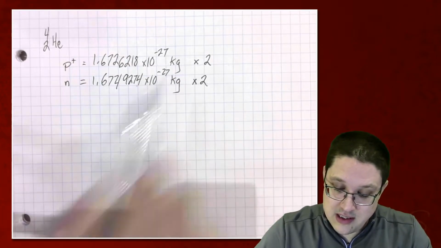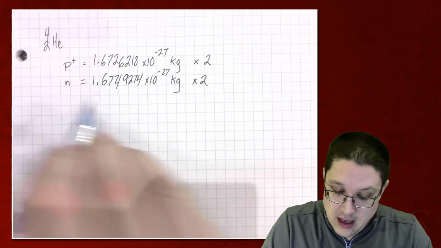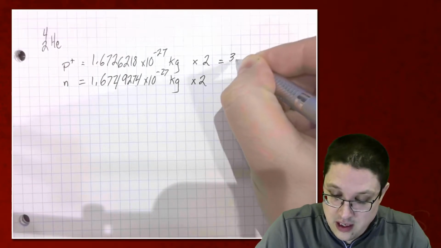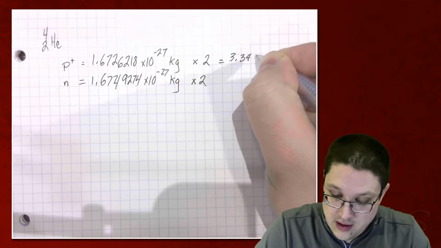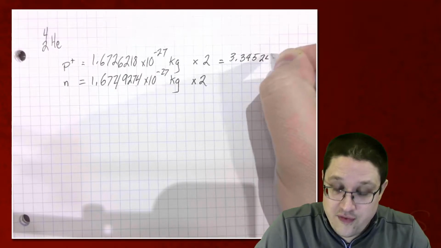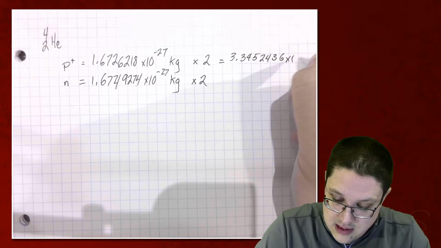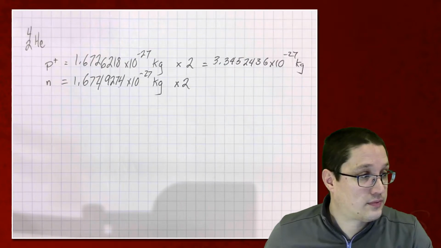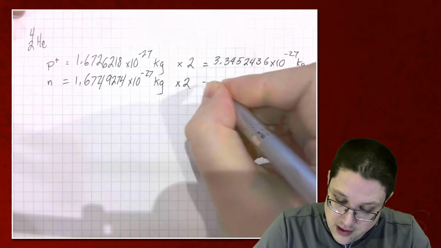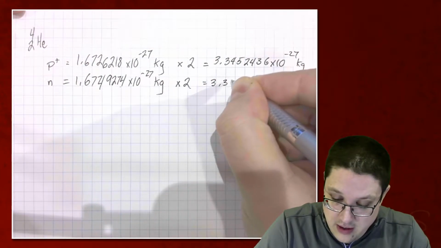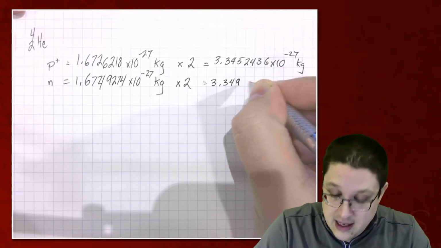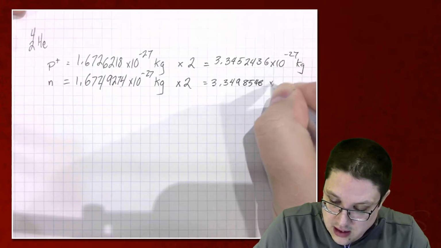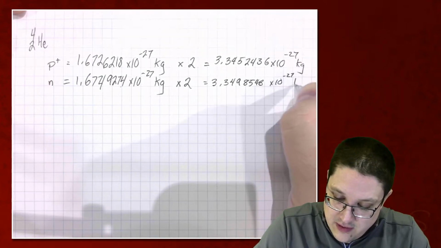I took my protons here, I'm going to take that times 2, and I'm going to take the number of neutrons times 2. So that works out to 3.3452436 times 10 to the negative 27 kilograms. Do the same thing for my neutrons, 3.3498548 times 10 to the minus 27 kilograms.